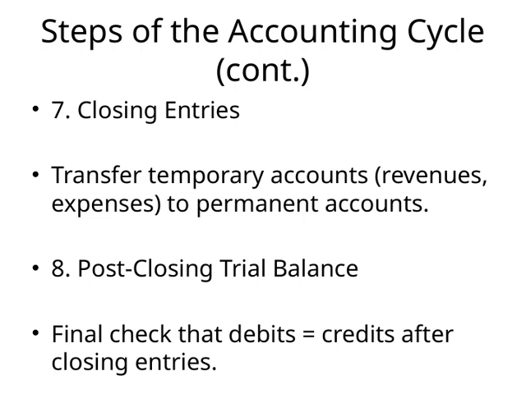Once we've completed the closing entries, we need to perform a final check called the post-closing trial balance. This step is like a sanity check to make sure everything is balanced. We verify that the total debits equal the total credits after all closing entries have been made. This balance confirms that our accounts are in proper order and ready for the next accounting period.